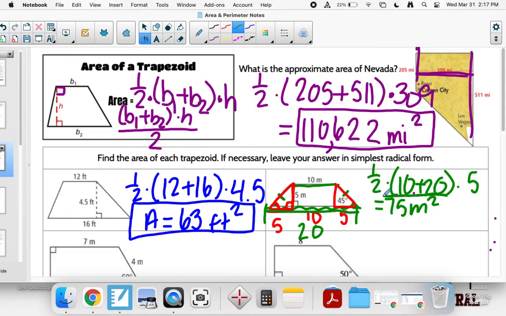Wait, how do you know if it's meters squared or meters cubed? Cubed is volume. That'll be our next chapter. Okay. Area squared.